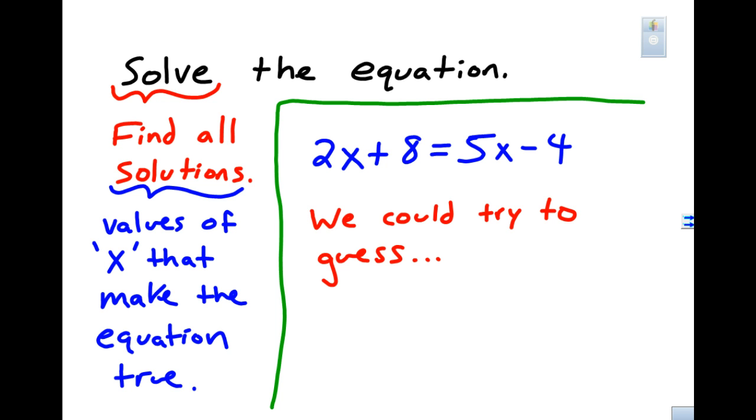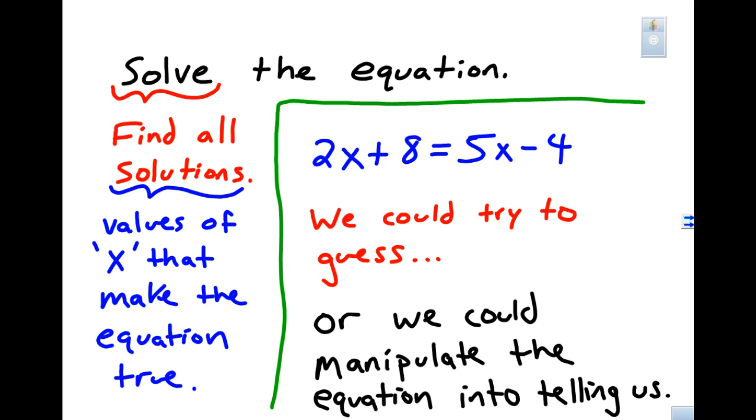It does turn out for this type of equation that there is usually just one solution, but sometimes we might not know that ahead of time, and we really couldn't be sure that we found them all unless we checked everything that was possible, which again would be an infinite number of things to check. So guessing isn't really the best way to solve an equation. Also, it could end up taking a long time doing it that way.